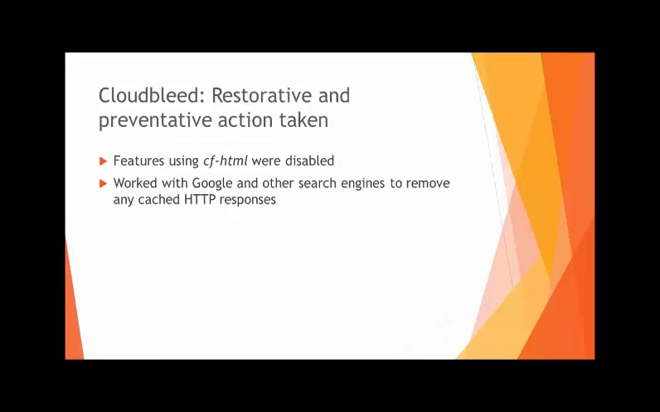A few restorative and preventative actions were taken as soon as the issue was found. Firstly, the new features that were using the new parser, CFHTML, were quickly disabled. At that time, there were only 3 features that used CFHTML, which were the email obfuscation, the automatic HTTPS rewrites, and the third one, which was the server-side excludes. All 3 of these features were disabled. The email obfuscation feature was the primary cause of the leaked memory, thus disabling it quickly stopped almost all memory leaks.